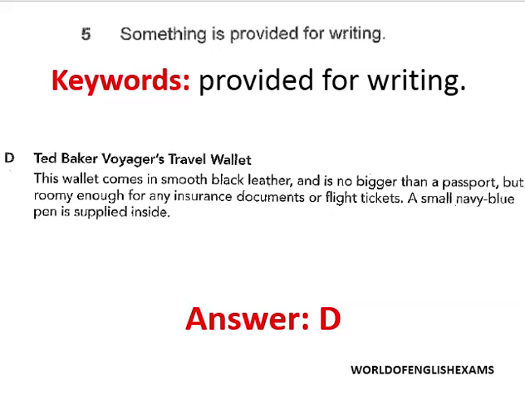Let's read this paragraph. Remember, we have already read this paragraph when we were talking about natural materials. So let's continue reading. This wallet comes in smooth black leather and is no bigger than a passport, but roomy enough for any insurance documents or flight tickets. So far, we did not get any information related to that pen or pencil.